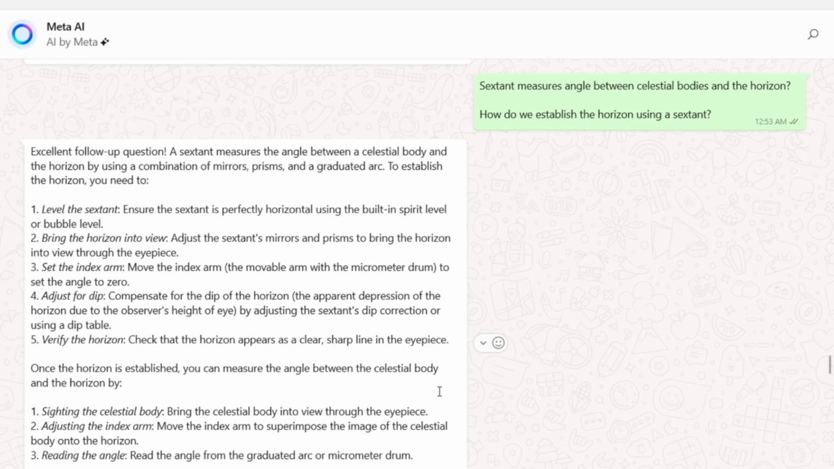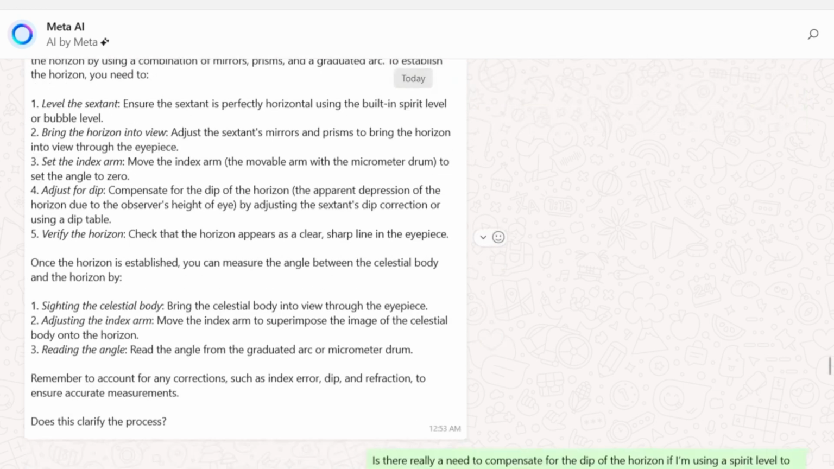Now, once the horizon is established, you can measure the angle between the celestial body and the horizon by sighting the celestial body, which is to bring the celestial body into view through the eyepiece. Second, adjusting the index arm. Move the index arm to superimpose the image of the celestial body onto the horizon. Third, reading the angle. Read the angle from the graduated arc or micrometer drum. Remember to account for any corrections such as index error, dip, and refraction to ensure accurate measurements. Does this clarify the process?